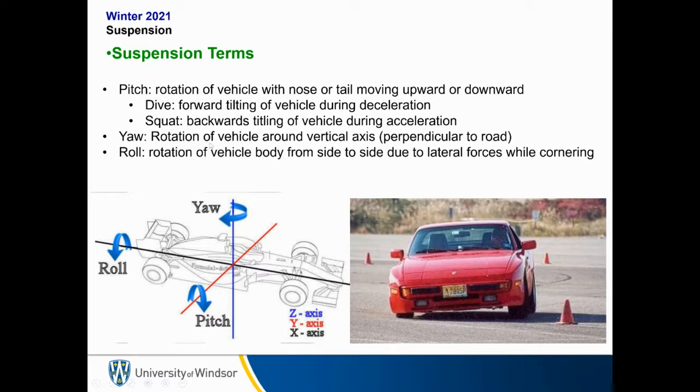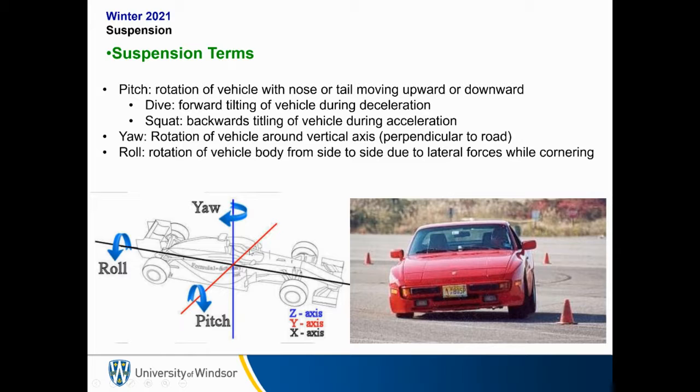Yaw. Yaw is the rotation of the vehicle around the vertical axis, so perpendicular to the road. And roll is a rotation of the body from side to side due to lateral forces. Look at this other diagram of this red vehicle over here. We see it's experiencing roll as it's trying to go through a corner.